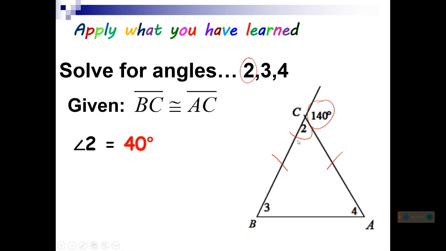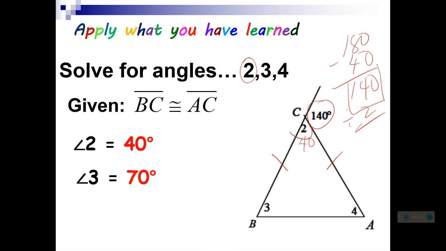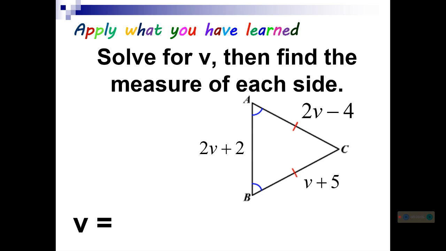That's correct. We have angle 2 is 40 degrees. And then, since we have here 40, therefore, 180 minus 40 is equal to 140. Then, you are going to divide 140 by 2. So, we have, that's correct, angle 3 is 70, and of course, angle 4 is also 70 degrees. We are going to add 70 plus 70 is 140, plus 40 is 180. Okay? So, any question?